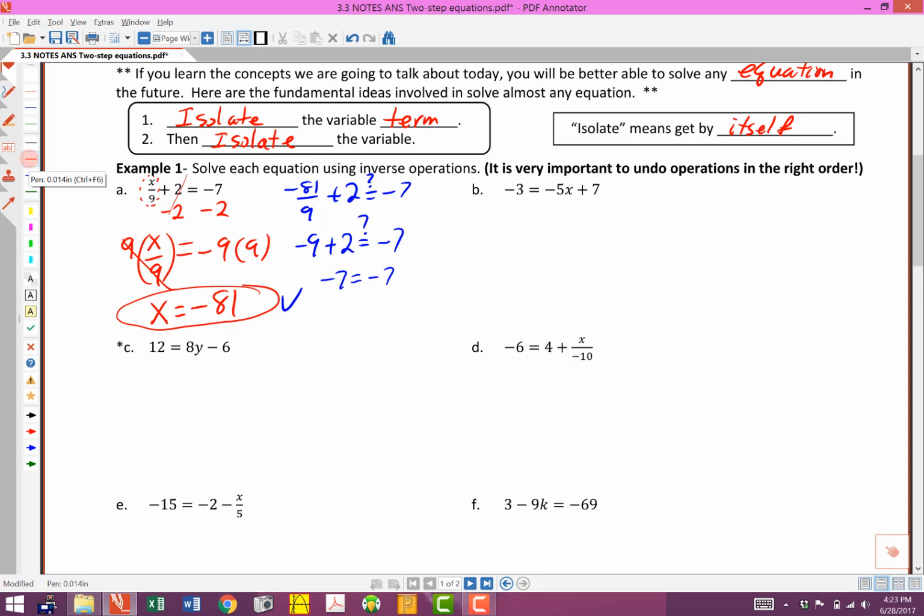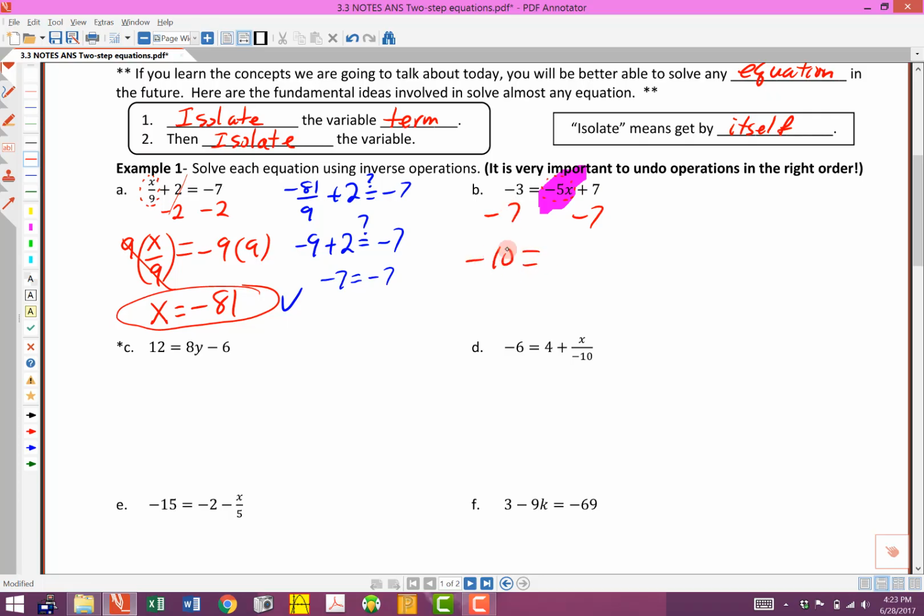But let's take a look at this right here. So we're going to isolate the variable term, then isolate the variable. So this is the variable term. The negative 5x is the variable term. So again, if you need to cover that up, circle it or something like that. Sometimes I'll put my thumb over the top of it to cover that up. And then I'll figure out, okay, I need to undo this right here. I need to undo adding 7. So I'm going to subtract 7 from both sides.